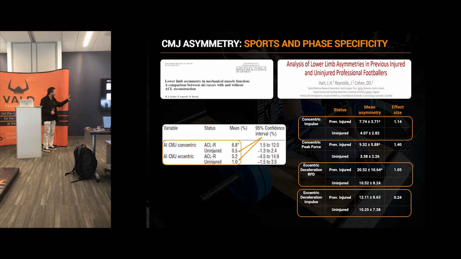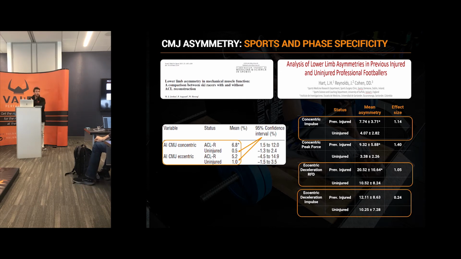On the right you see some soccer data with some of the same metrics. So concentric impulse, for example: the uninjured players on average are 4% with a standard deviation of 2.8. So based just on a statistical model, a player with 7% asymmetry in concentric impulse is extremely abnormal from a soccer perspective. But if you said 7% asymmetry in the eccentric phase, eccentric decel RFD, that is very normal.